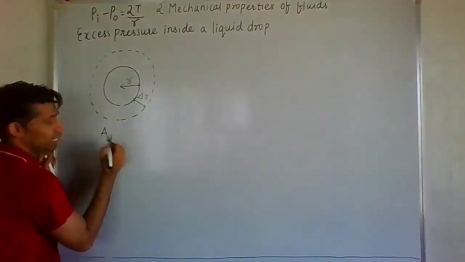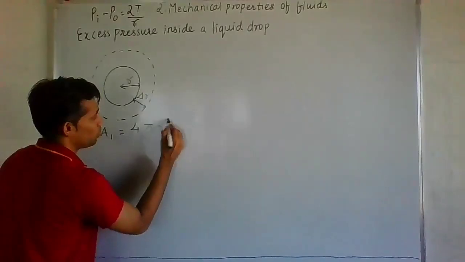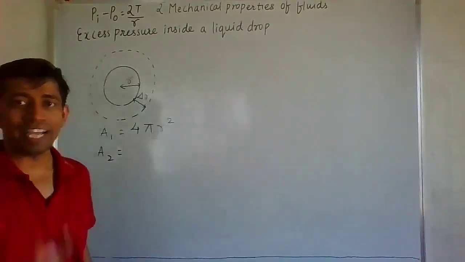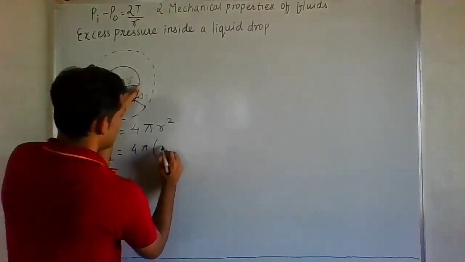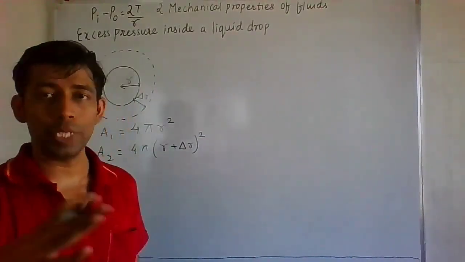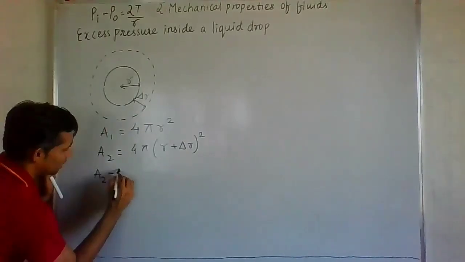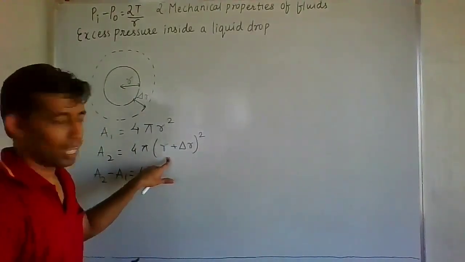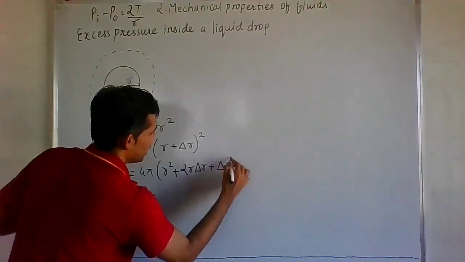Initial area A1, which I'll be writing, it should be surface area. So surface area formula, you know, it is 4 pi r square. This is initial surface area. A2 will be your final surface area. 4 pi, radius has changed. It is r plus delta r the whole square. Now I'll subtract these two areas, so I'll get the increase in surface area. So A2 minus A1 will be equal to 4 pi, I'll elaborate this, r square plus 2r delta r plus delta r square.